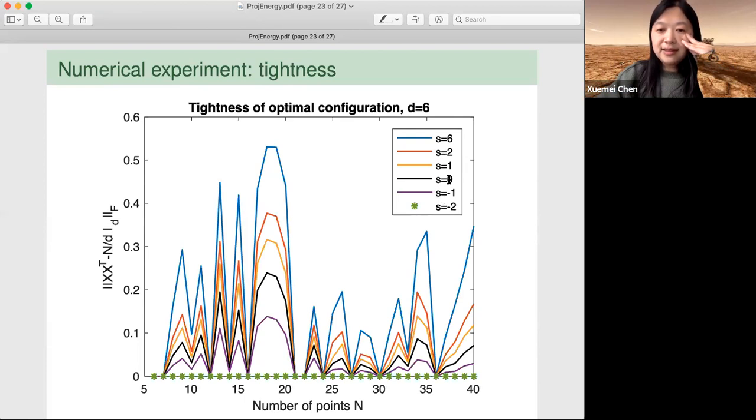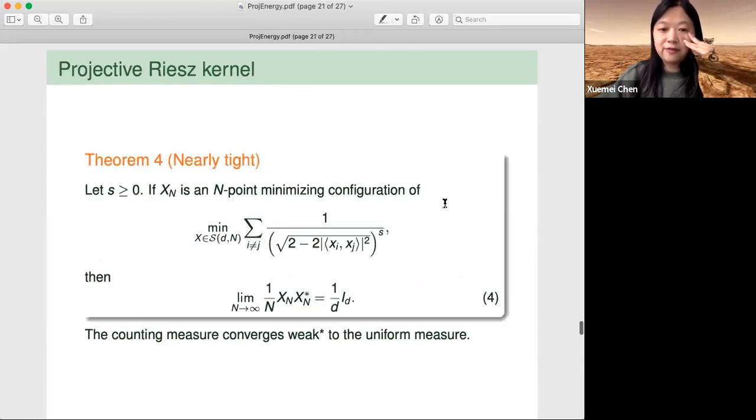So yeah, S equals 0 would be the log case. This is pretty straightforward. If you let S equal -2, then you will recover the frame potential exactly. And then, if S is negative, you will be maximizing this energy too.